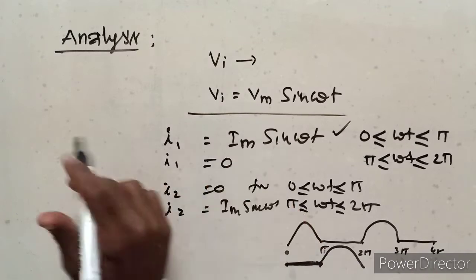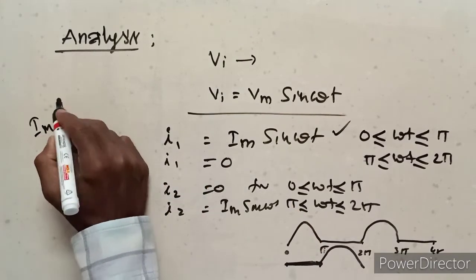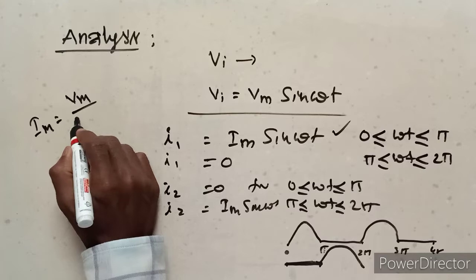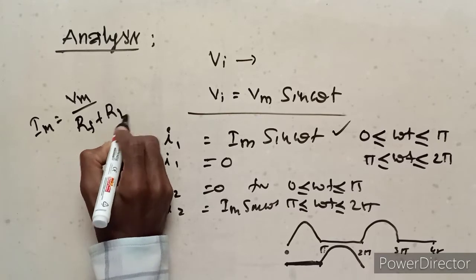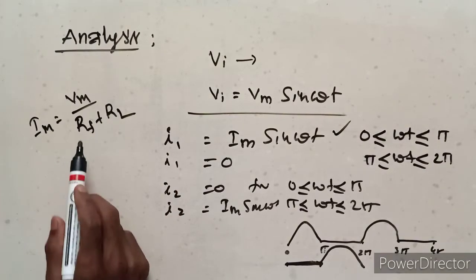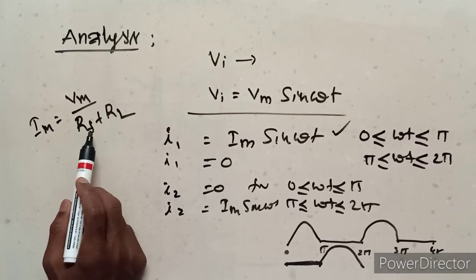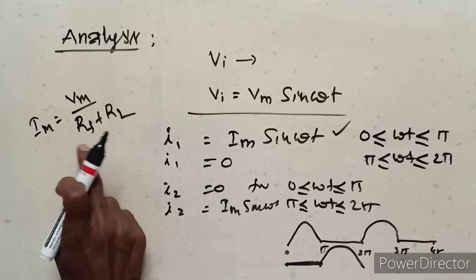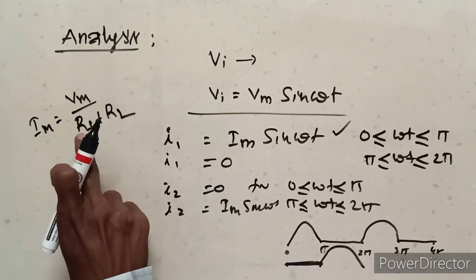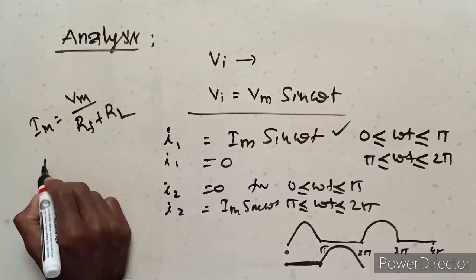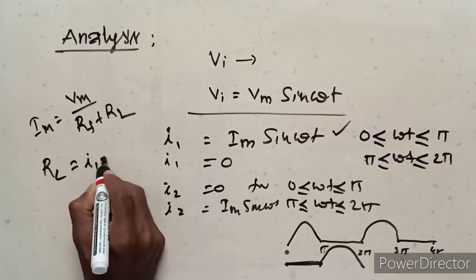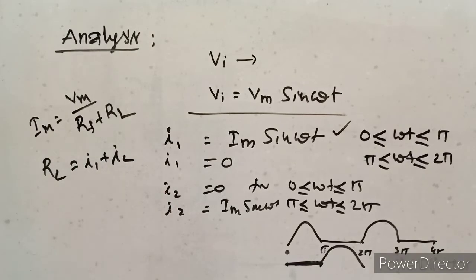Here Im, the maximum current, equals Vm upon Rf plus RL, where Rf is the forward resistance and RL is the load resistance. So Im equals Vm upon Rf plus RL. Here the load current equals I1 plus I2.